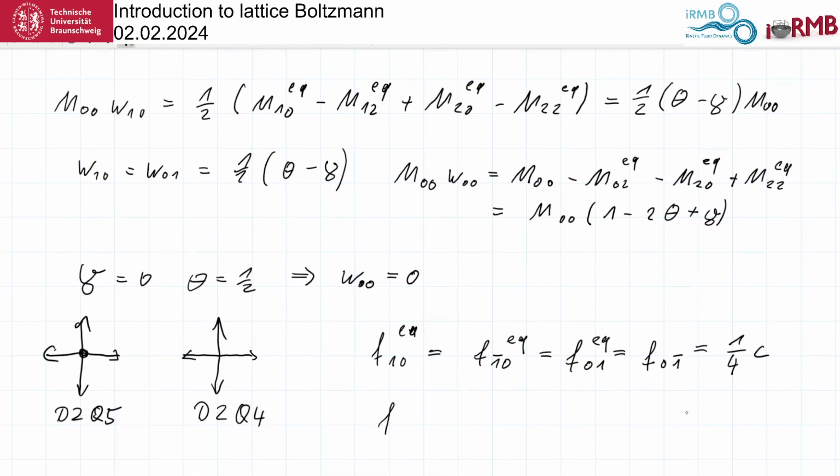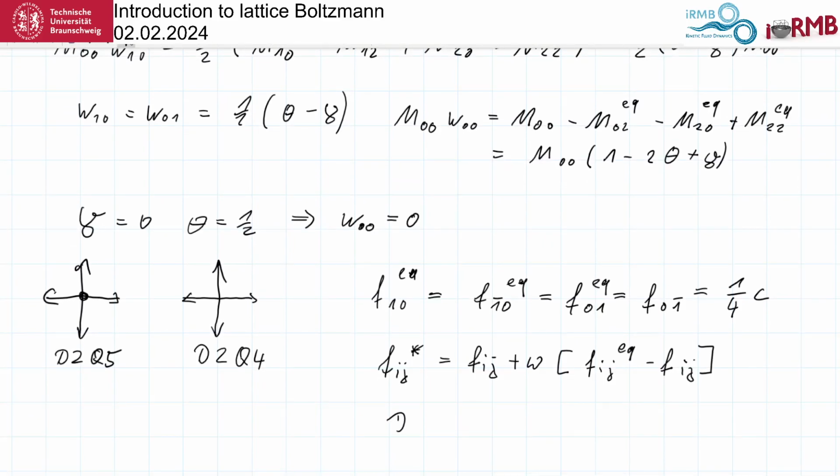And our update is Fij star is Fij plus omega times (Fij equilibrium minus Fij). And D is again theta times (1 over omega minus 1/2). In that case, that would then be 1/2, and this would lead to our equation dTc is equal to D Laplace c.